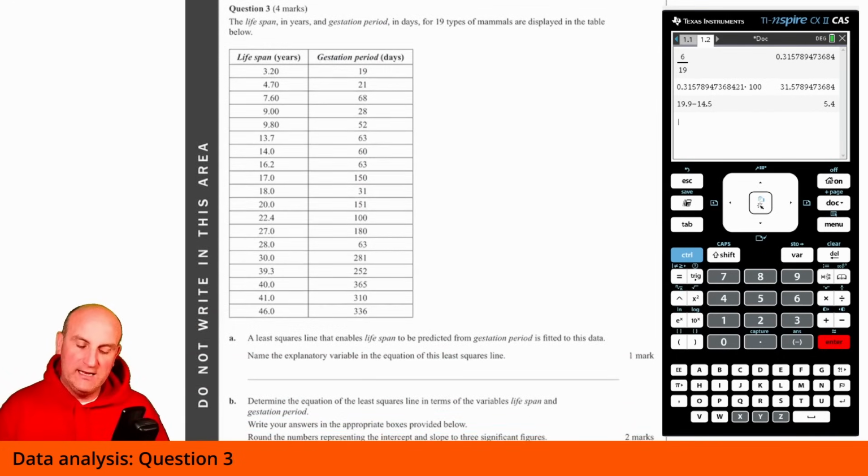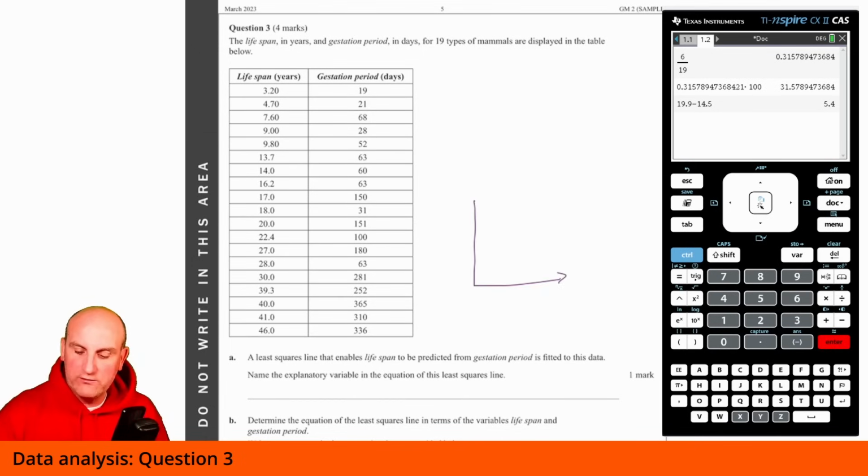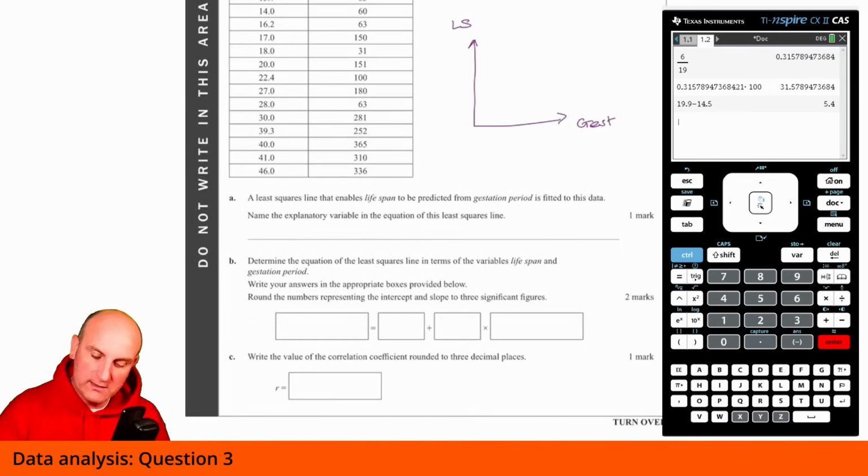Question 3, the lifespan in years and gestation period in days for 19 types of mammal are displayed in the table. Cool. A least squares line that enables lifespan to be predicted from gestation period, right? Lifespan to be predicted. If it's being predicted from, it's the RV. So lifespan from gestation period. Right, what's the question? Name the explanatory variable of the equation of the least squares line. Yay. Well, in which case, because I've done that little diagram, I'm fairly sure that therefore I know the right answer is going to be gestation period.